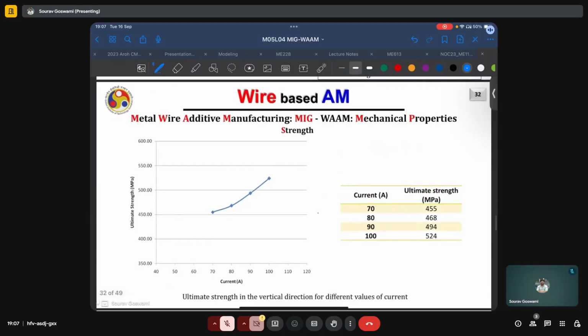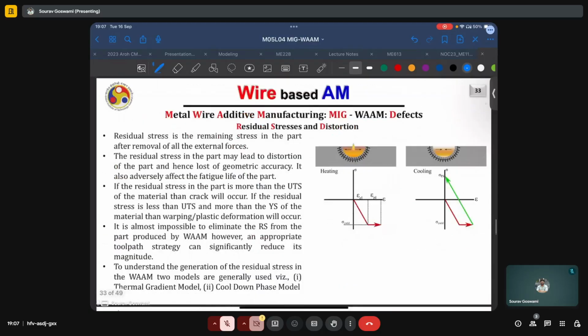Another correlation which has been shown between welding current and ultimate strength would suggest that with increasing welding current, the ultimate strength of the part also increases, as shown here in the plot to the left.